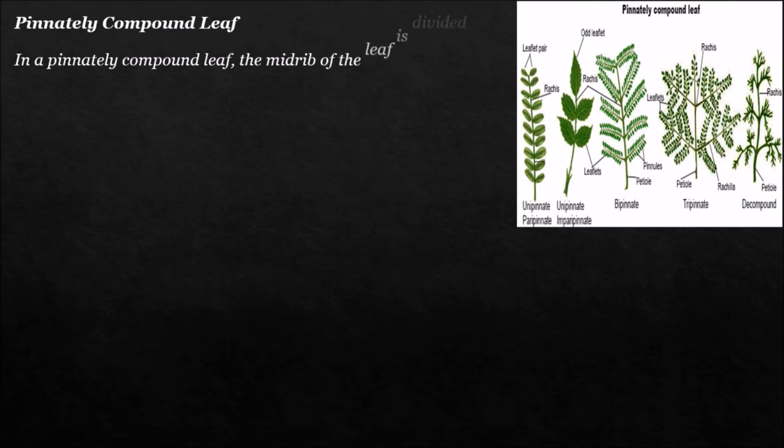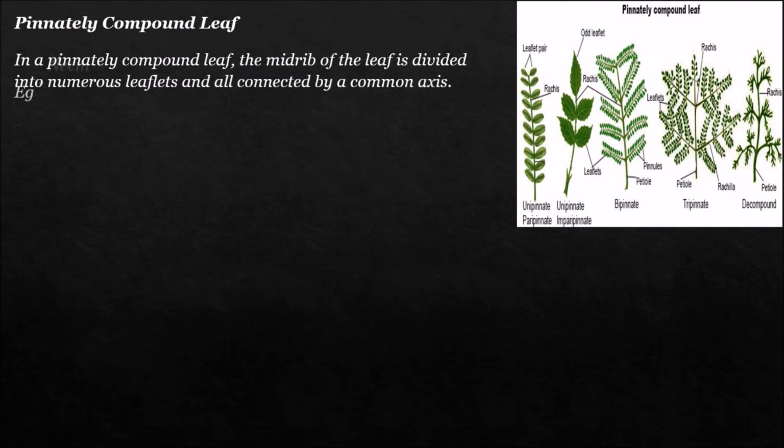Pinnately compound leaf. In a pinnately compound leaf, the midrib of the leaf is divided into numerous leaflets and all connected by a common axis. In a pinnately compound leaf, if you observe the leaf, there are numerous leaflets which are connected to a common axis. Example, neem. And what is the further classification of the pinnately compound leaf?